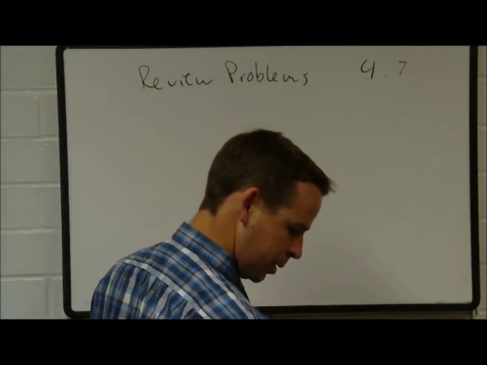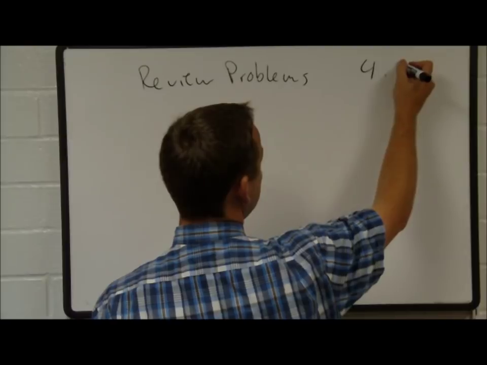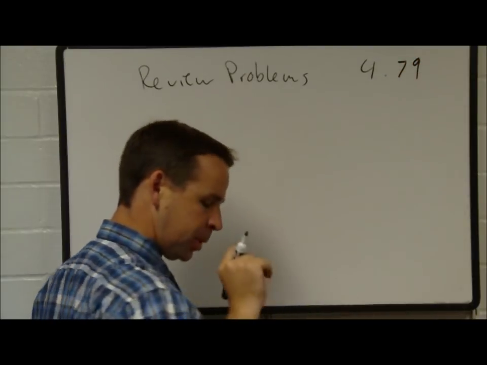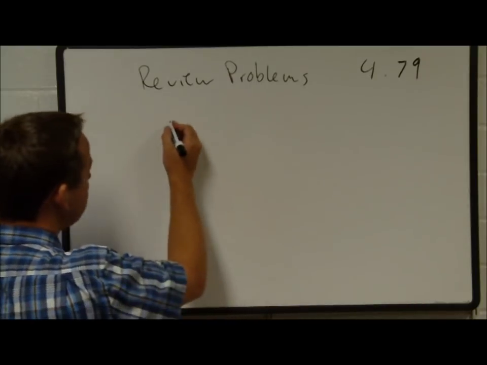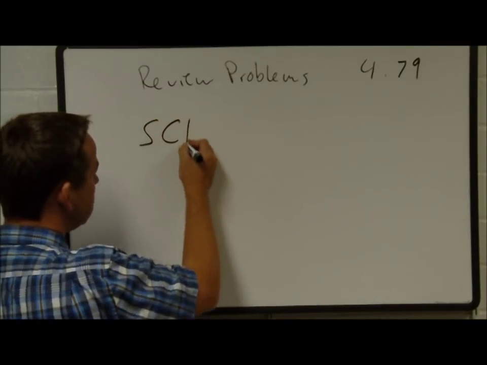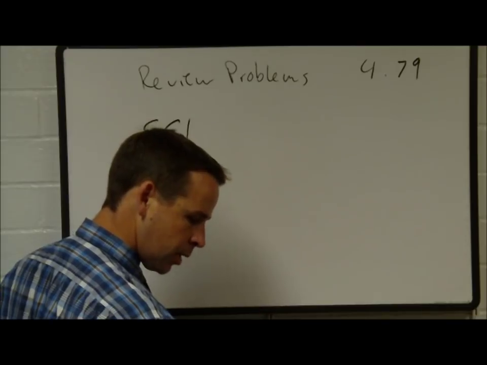Write the empirical formula for the following compounds. Empirical is the simplest whole number ratio. So S2Cl2 would just be SCl. All right, that's the simplest whole number ratio for A.